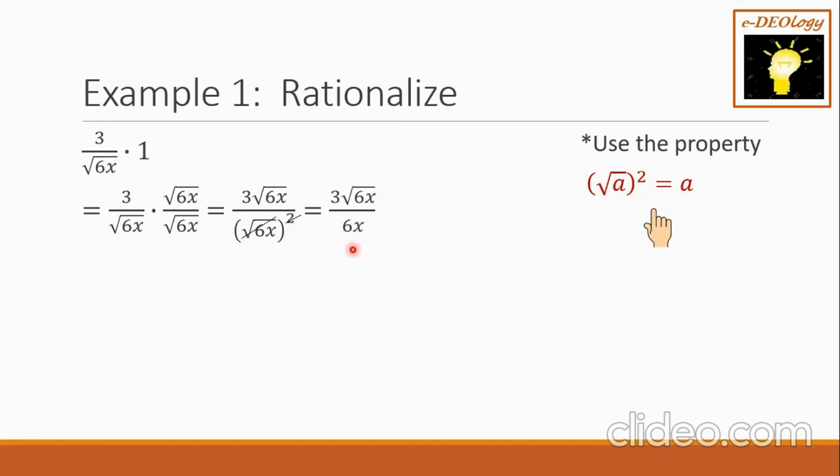But we can see here that the numbers 3 and the 6 can still be simplified. We can cancel the 3 and the 6. So the 3 becomes 1, the 6 becomes 2. So in the denominator, it becomes 2x. In the numerator, it is 1, but that number 1, we will not write it anymore. So only the square root of 6x comes here. So our final answer is the square root of 6x over 2x.